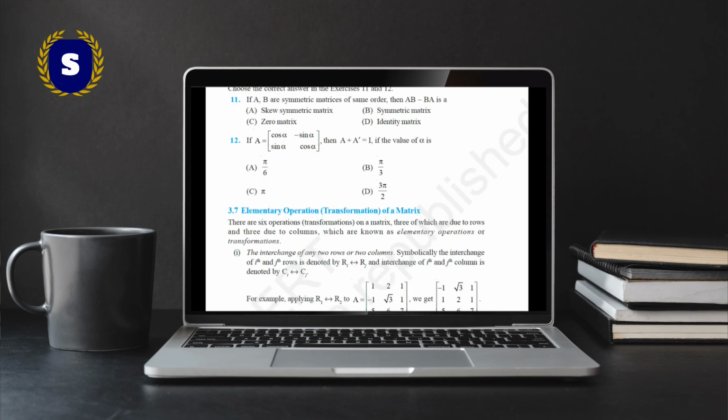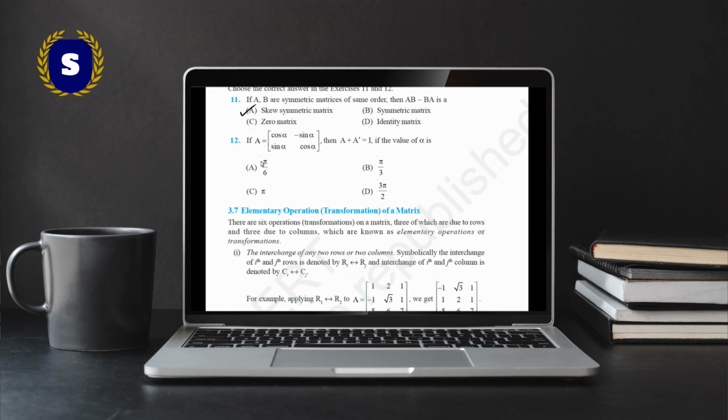This is an MCQ based question. If A and B are symmetric matrices of the same order, okay, then AB minus BA is a symmetric matrix, zero matrix, skew symmetric matrix, or identity matrix. The answer is skew symmetric matrix.